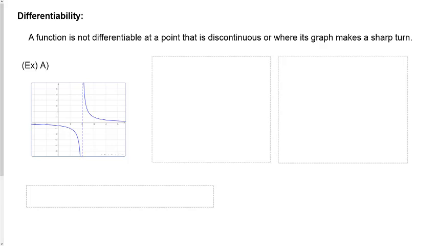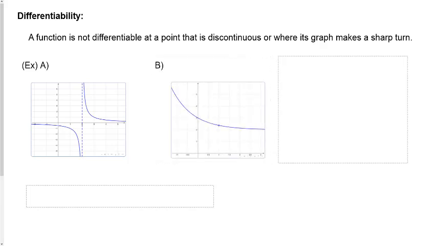And even if it was just a hole in the graph, which isn't as bad a discontinuity as an asymptote, because a hole in the graph is a removable discontinuity, whereas an asymptote is a non-removable discontinuity, the graph is discontinuous there, and therefore you wouldn't be able to find a tangent line at that particular point.